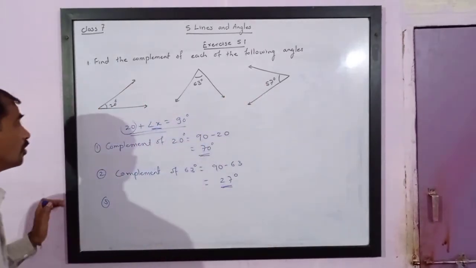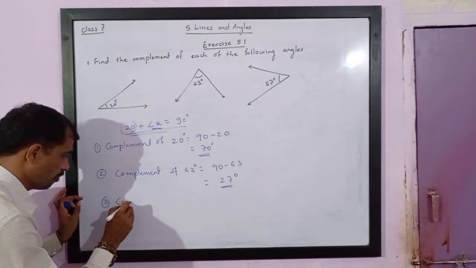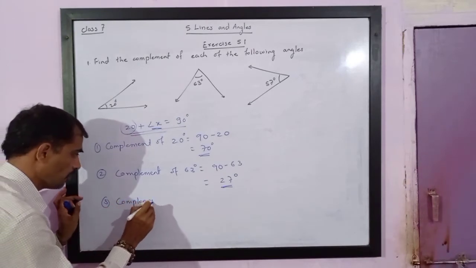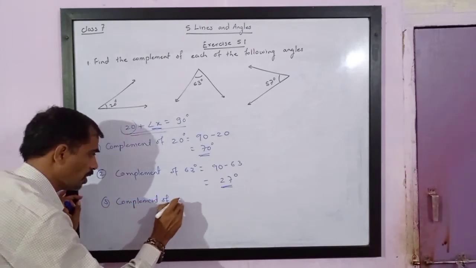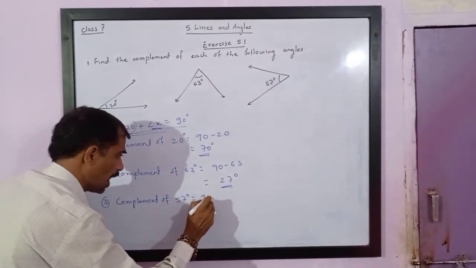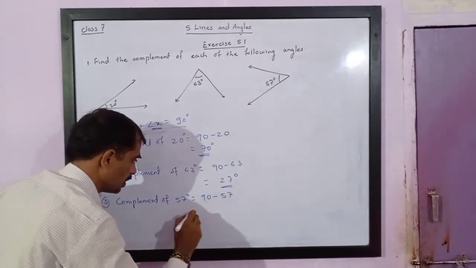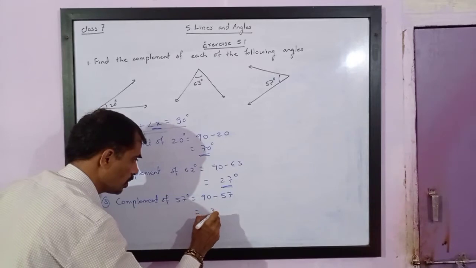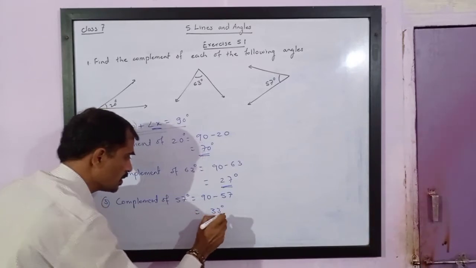So the complement of 57 degrees is equal to 90 minus 57, that is equal to 33 degrees.